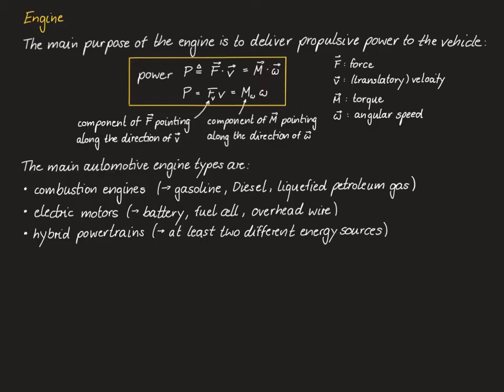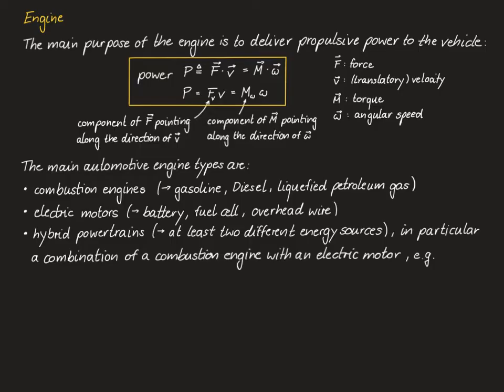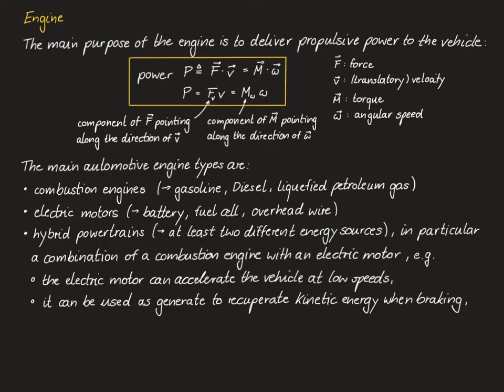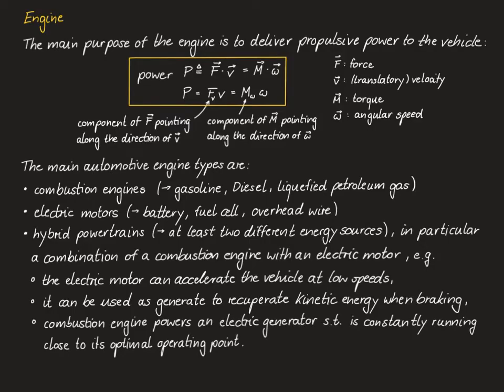And third, hybrid powertrains, which involve at least two different energy sources, where the idea is obviously to combine the different advantages. Usually, of course, a combustion engine is combined with an electric motor, so that, for instance, the electric motor can be used at low speeds to accelerate the vehicle, and it can also be used as a generator to recuperate the kinetic energy when the vehicle is braking. Or finally, the combustion engine can be used to power an electric generator so that the combustion engine can permanently run under stationary conditions, which are close to the optimal operating point of the combustion engine.